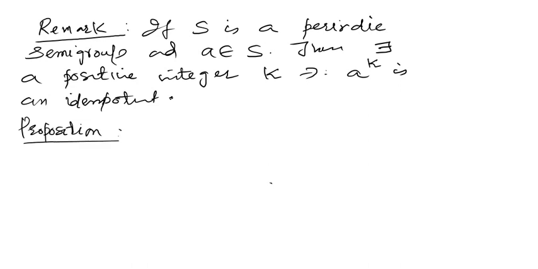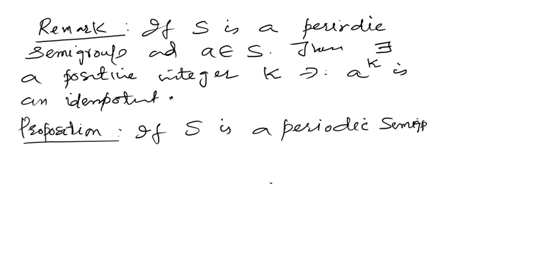Now we have the following proposition. If S is a periodic semigroup, then the D relation is equal to J. In general, D is a subset of J. But you have to prove that D is equal to J for every periodic semigroup S.